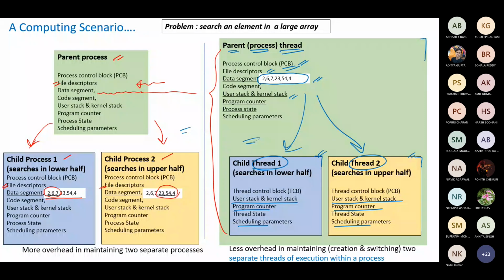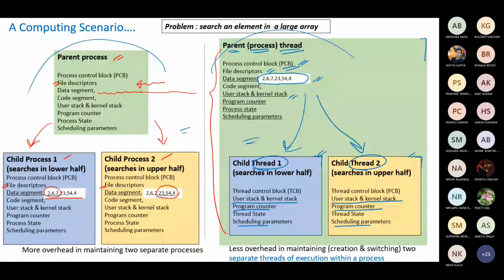But you can exploit it if you have 4 CPUs or 8 CPUs. You can really exploit the presence of distinct CPUs by creating separate executable units. But in the first case the executable units are processes by themselves. They are heavyweight, which means each of them has all these things of its own. In the second case, you still have 3 executable units, but 2 of them are basically lightweight.